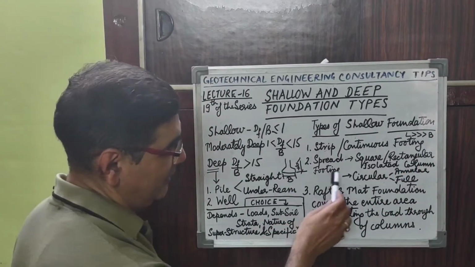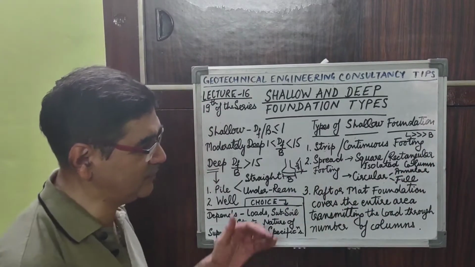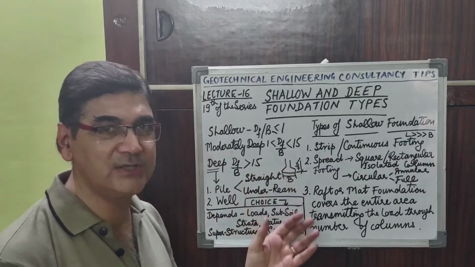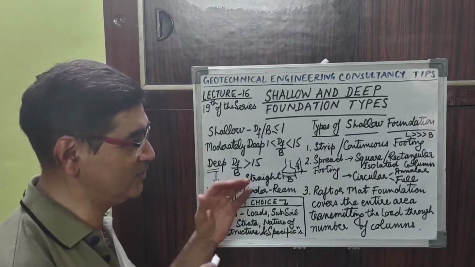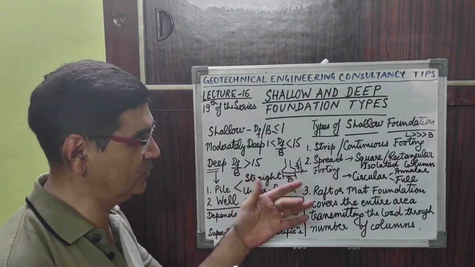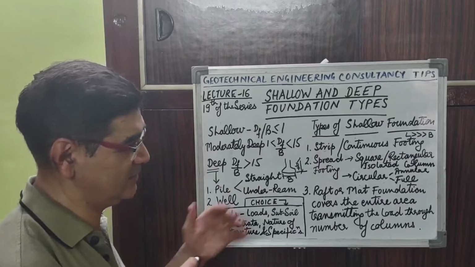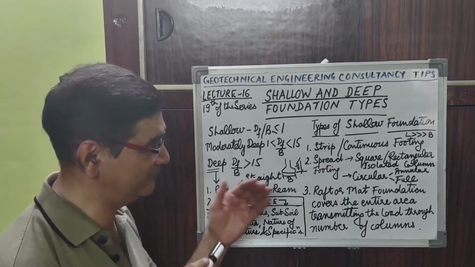What are the kinds of spread footing? Spread footings are square or rectangular isolated column footings, which usually are provided for 2, 3, 4 storied structures, say up to 5 storied structures.